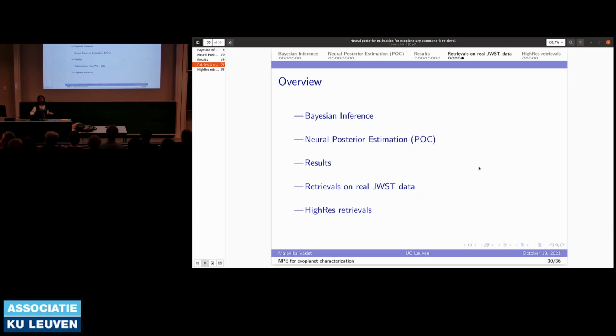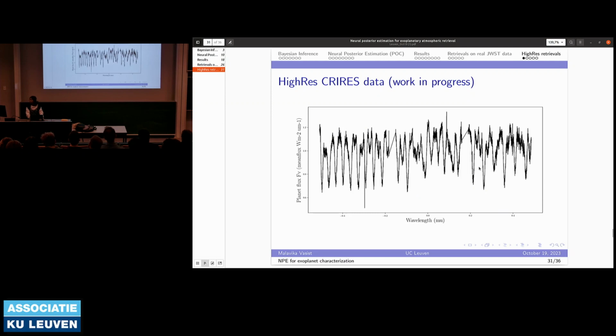But there's also something I'm trying, which is high resolution retrievals. All the things I showed you so far were medium resolution, that would be lambda by delta lambda around 1,000. But now I am also trying to have a proof of concept for high resolution spectrum. And high res would be like 100K lambda by delta lambda. So this is also a work in progress.